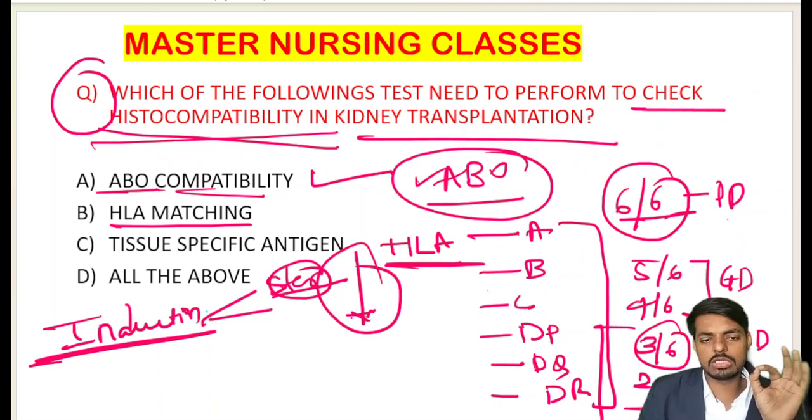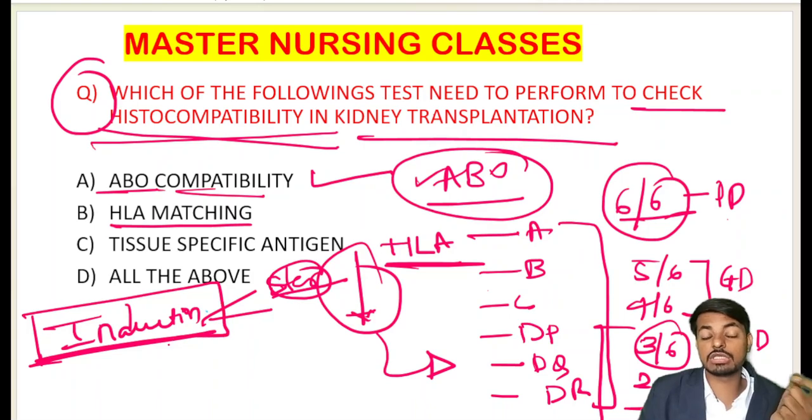So if the person's immunity is low, there is less chance of rejection of the graft. Because of that, we need to give the kidney transplantation induction before transplanting the kidney.